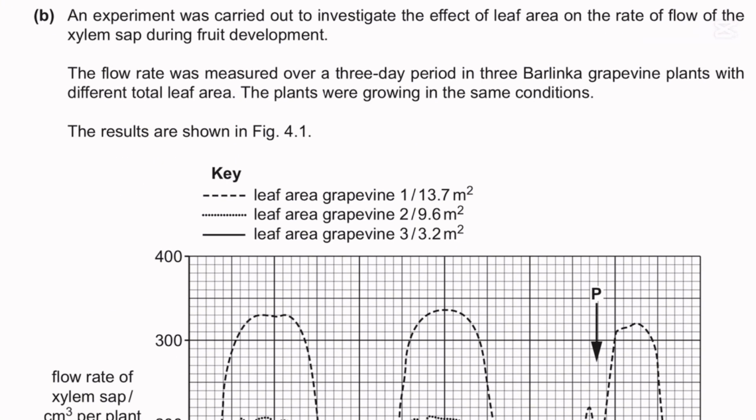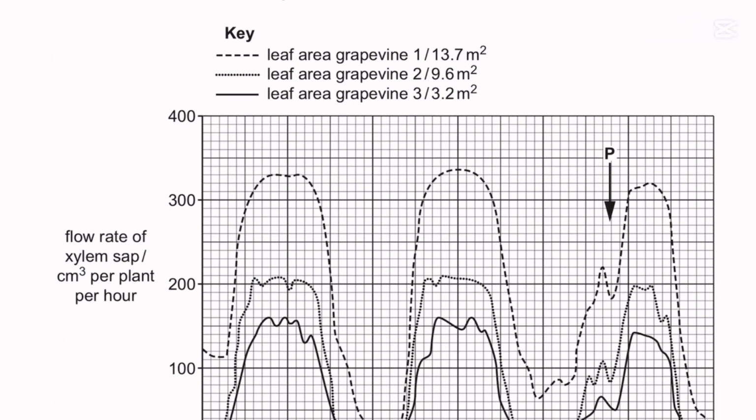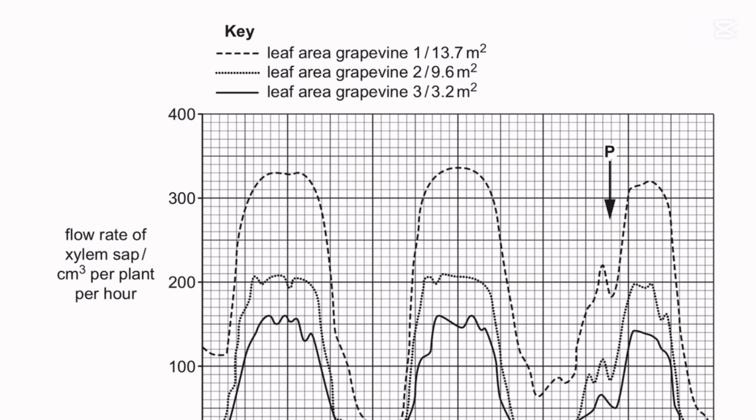And then you have an experiment that was carried out to investigate the effect of leaf area on the rate of flow of xylem sap during fruit development. The flow rate was measured over a 3-day period in 3 Berlinka grapevines with totally different surface areas. And he's saying here that the plants were grown in the same conditions. The difference would be the leaf area, which was 13.7, 9.6, or 3.2.